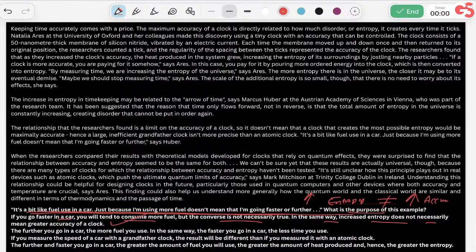नहीं पढ़ना चाहिए मुझे लगता है, जल्दी से पढ़ लेता हूँ। Farther you go in a car, more fuel you use; same way, faster you go in a car, less time you use, बेकार की बात है। स्पीड और टाइम का डिस्टेंस का यहाँ पर रिलेशन नहीं पूछा गया। Measure speed of a car, grandfather clock, result will be different, ये रीजन नहीं था। Farther and faster you go in a car, greater amount of fuel you use, ठीक है सही बात है, greater the entropy, ये बात भी सही है, but इसका रीजन ये नहीं था, रीजन ये है कि इसका कन्वर्स ट्रू नहीं होता। सो आई थिंक कितने लोगों ने ए किया था?